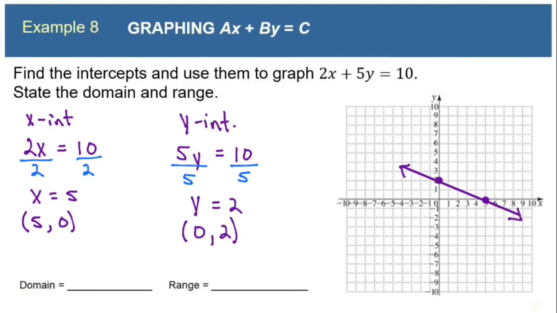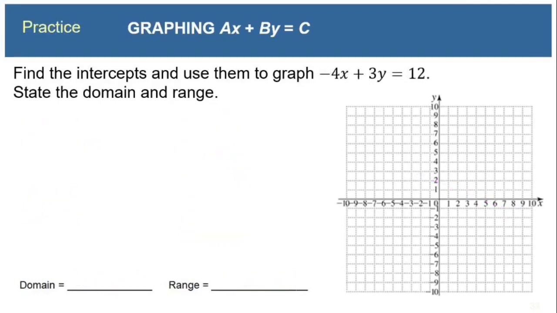So if you want to graph using intercepts, that's how. And so now looking at the line, you can tell that the domain of this line will be negative infinity to positive infinity, and the range will also be negative infinity to positive infinity.